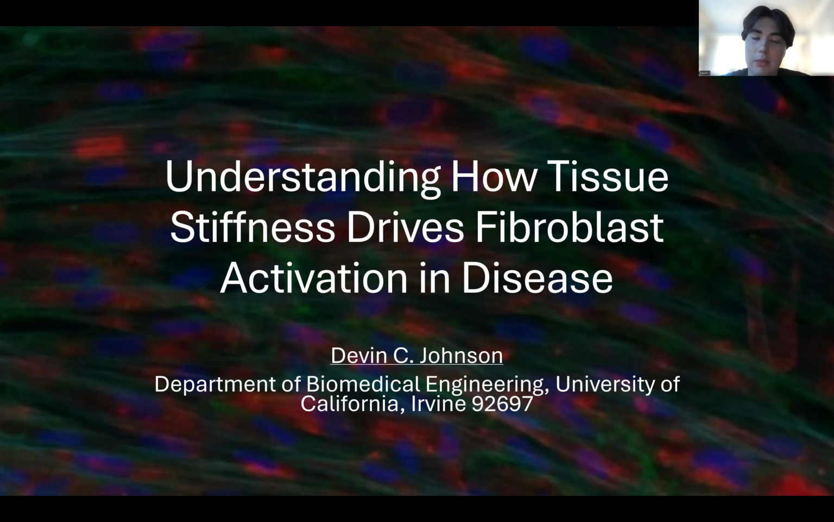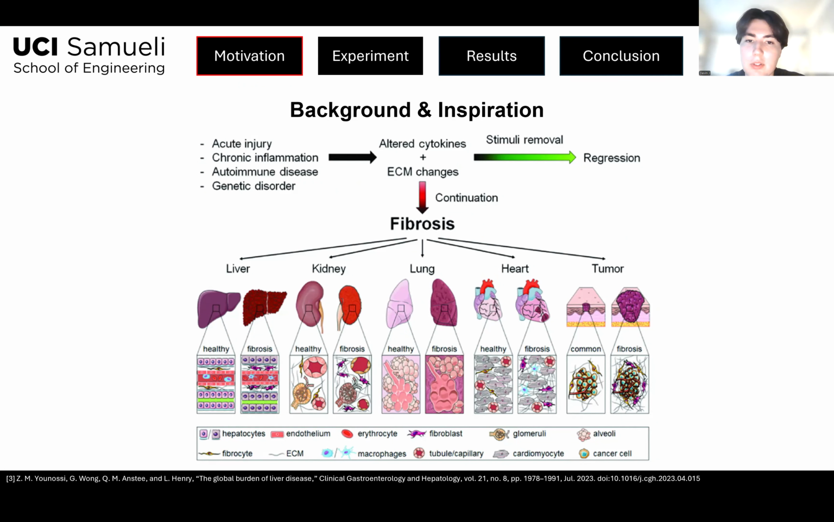Today I'll be discussing my presentation on understanding how tissue stiffness drives fibroblast activation in disease. Just a quick introduction, I focus on fibrosis. So what is fibrosis? Well, it's a disease in which an organ experiences either an acute injury or inflammation. This then causes the development of scar tissue, which is built off fibroblasts, and this increase in stiffness then causes a decrease in functionality of that organ.